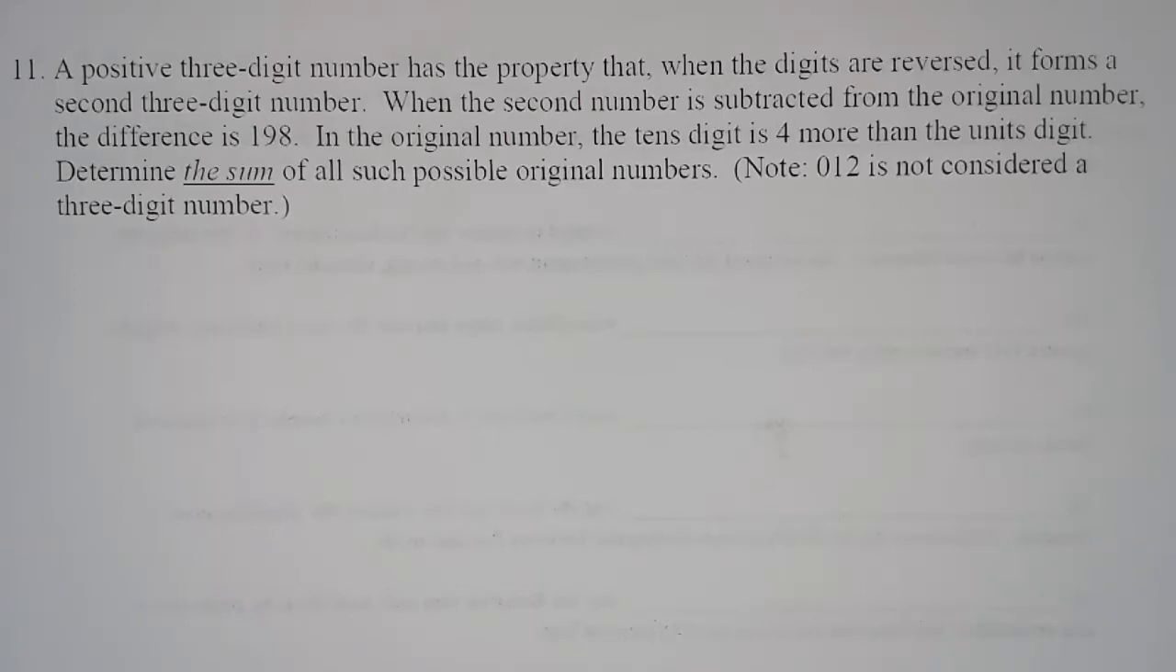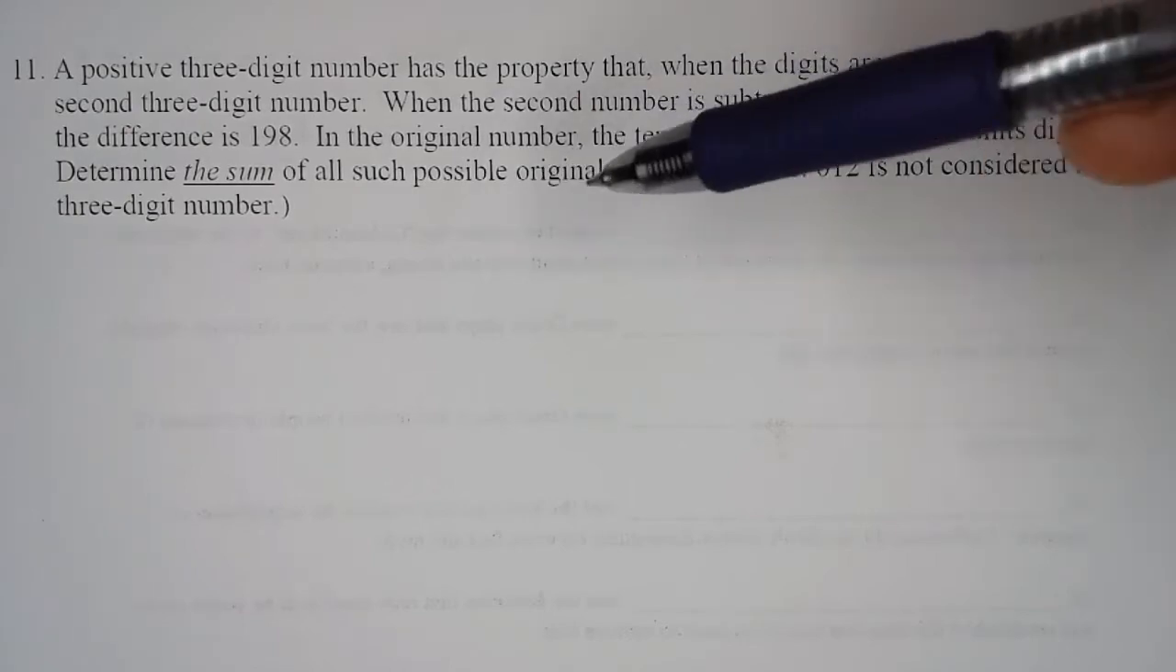In this problem, they tell us that a positive 3-digit number has the property that when the digits are reversed, it forms a second 3-digit number. When the second number is subtracted from the original, the difference is 198. In the original number, the tens digit is 4 more than the units digit. Determine the sum of all possible original numbers. They said note 012 is not considered a 3-digit number.